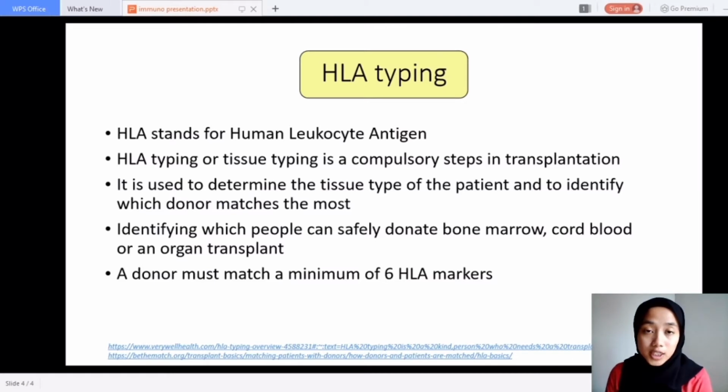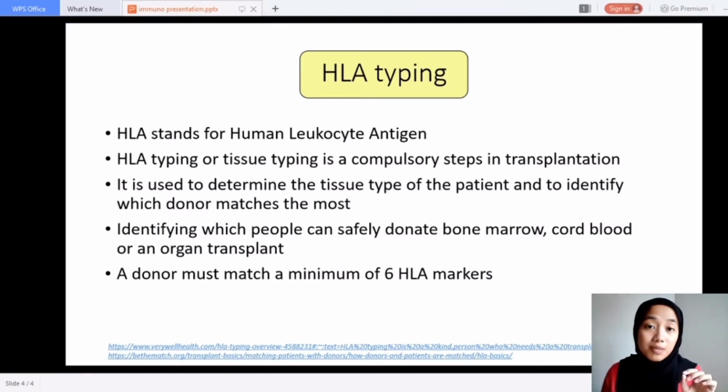The next laboratory test is HLA typing. HLA stands for human leukocyte antigen, and it is also known as tissue typing or HLA matching. HLA typing is a genetic test, and this test is compulsory in transplantation. It is used to determine the tissue type of the patient and to identify which donor matches the most, so that the donor can safely donate bone marrow, cord blood, or an organ.